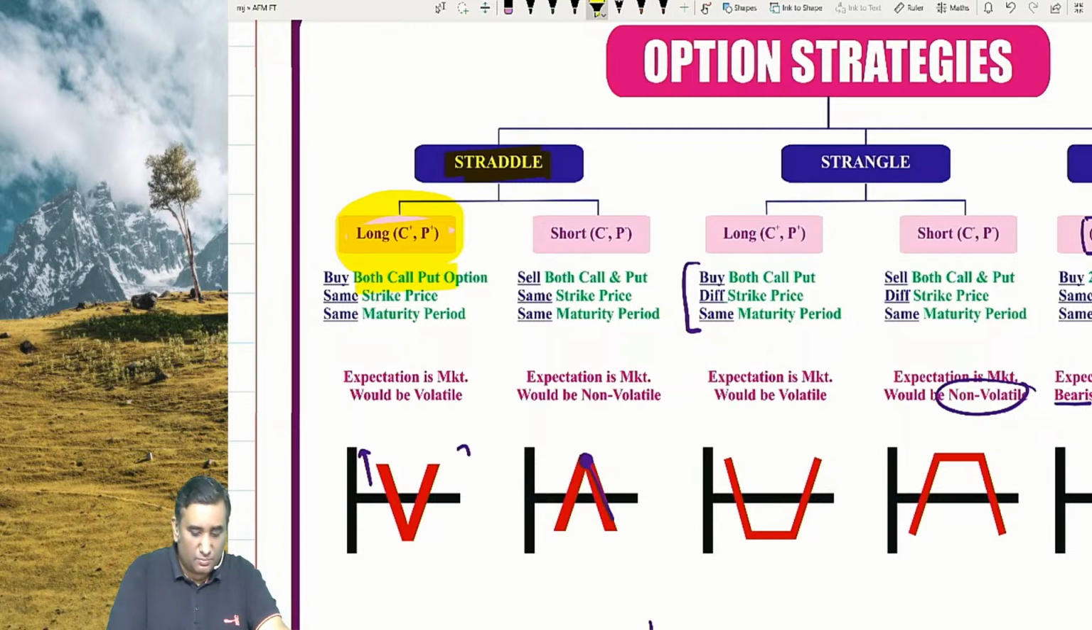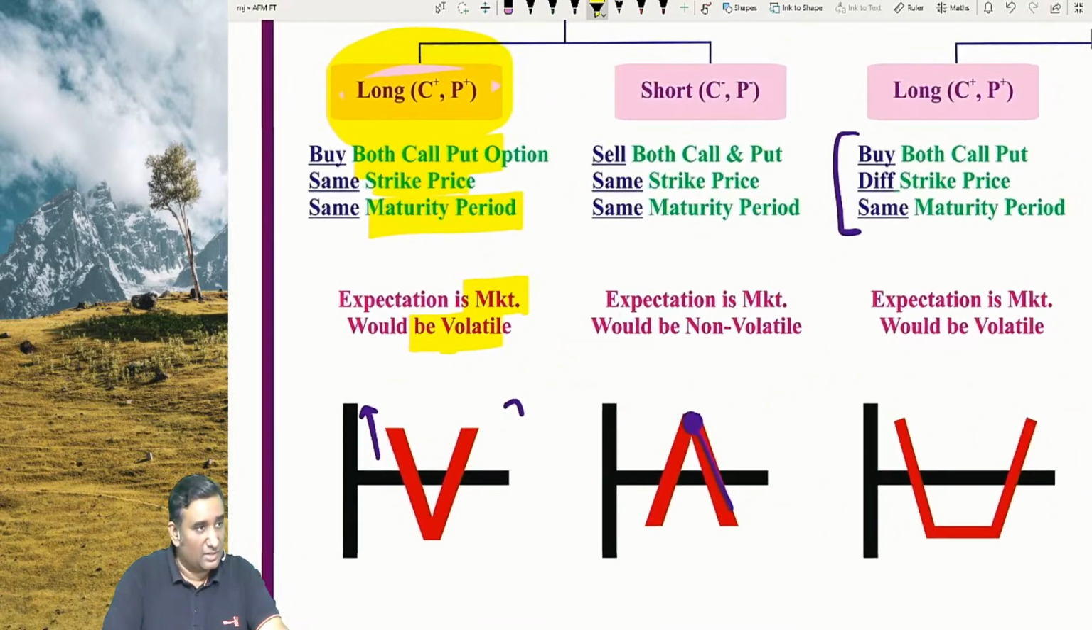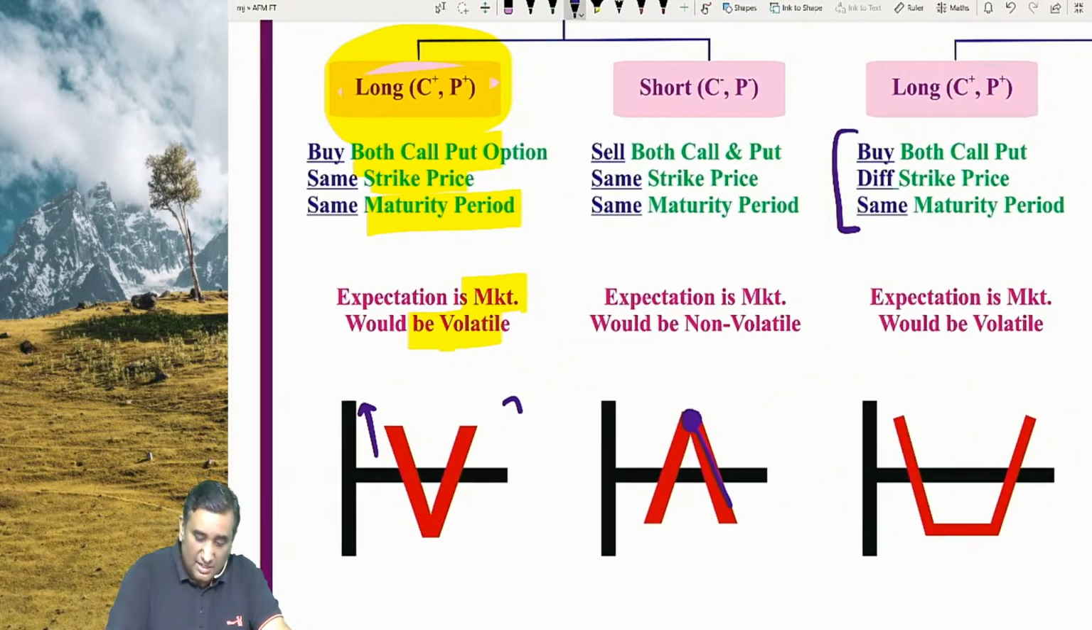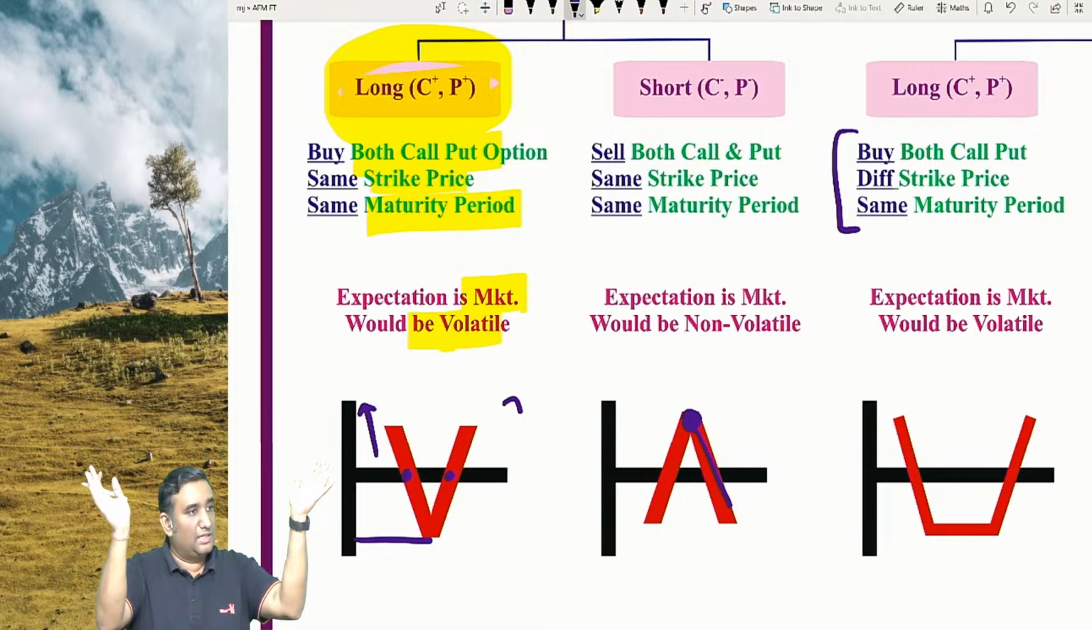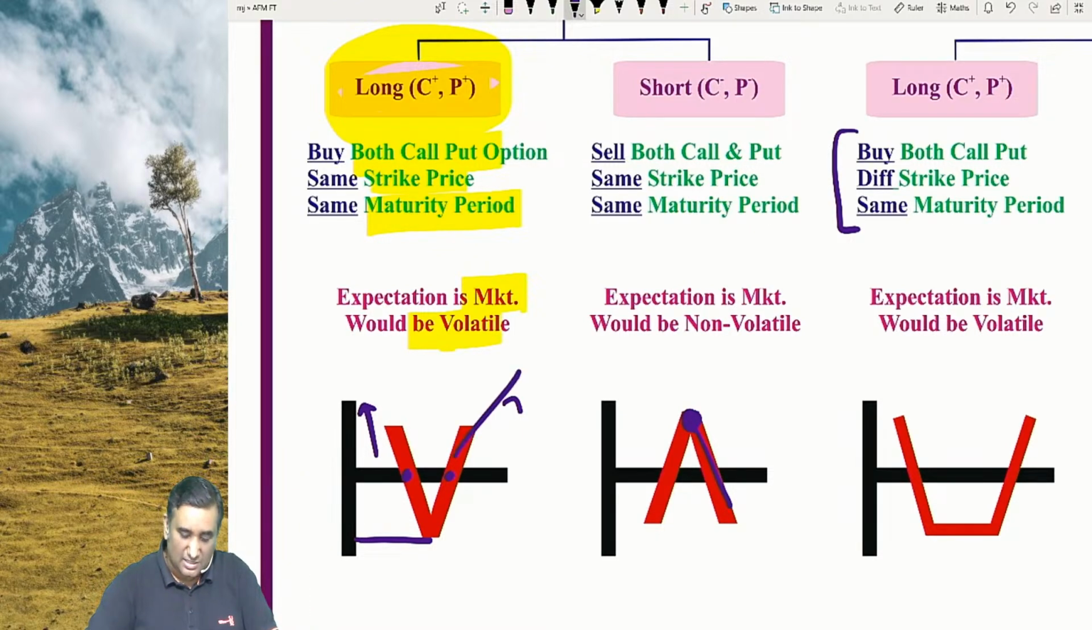He buys both a call and a put, with the same strike price and the same maturity period. The expectation is that the market would be volatile. If you look at this graphical presentation, these are the break-even points, and this is the maximum loss. Volatile means that as the market moves, whether upside or downside, he makes a profit. We call that volatile.